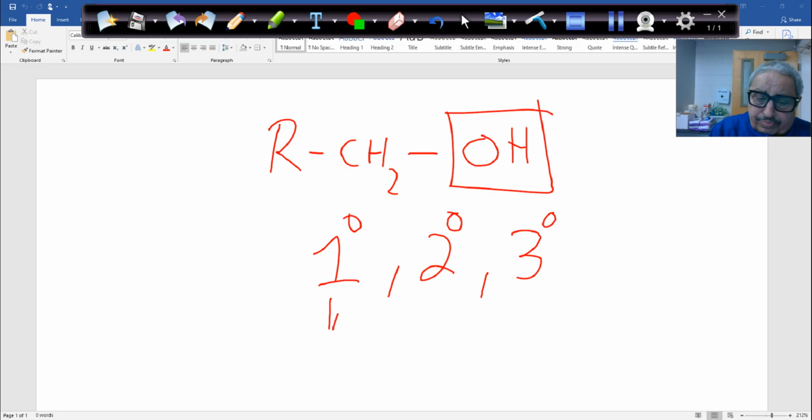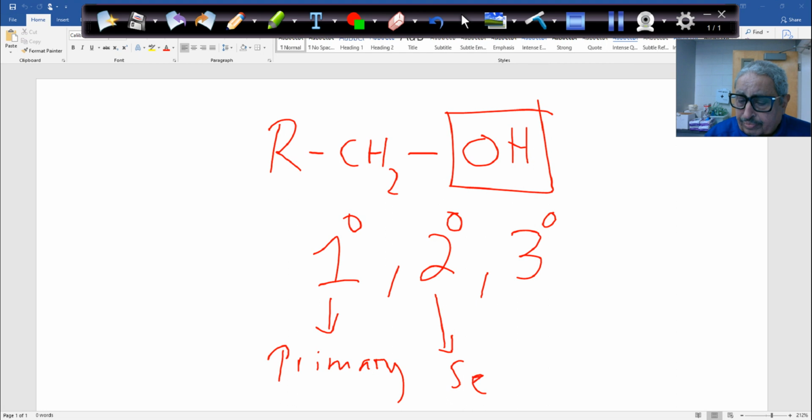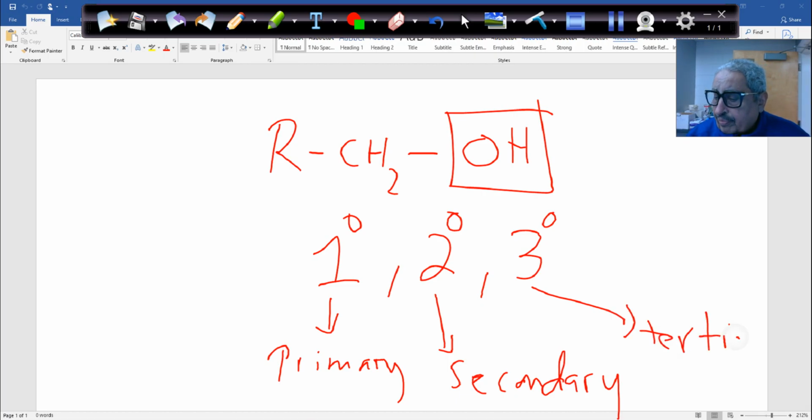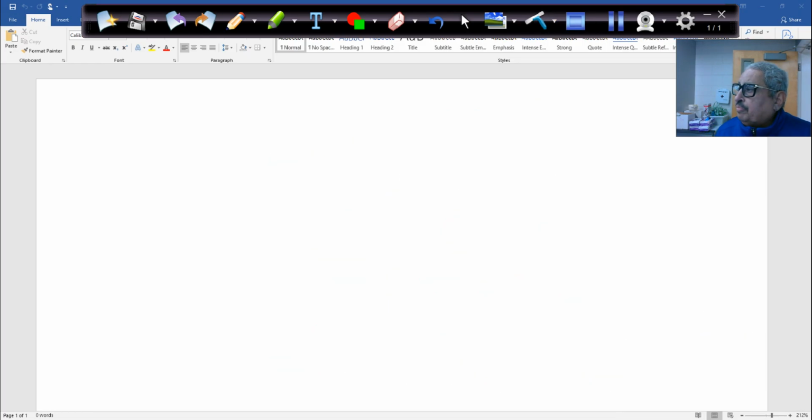So this is called primary. This is called secondary. And this is called tertiary. So 3 types of alcohols. Let's look at those types together and how we can differentiate all of them. The primary alcohol is the alcohol that's connected to one group. To what? To one group.